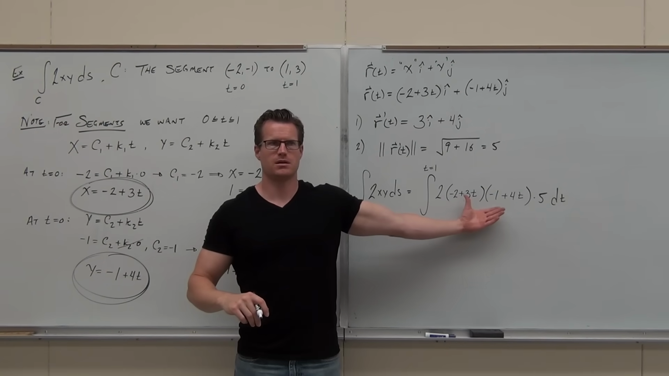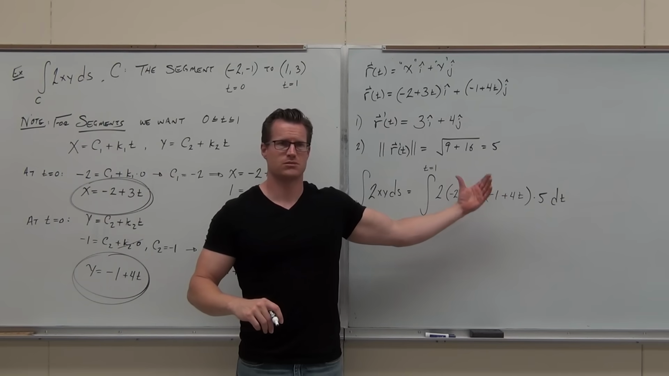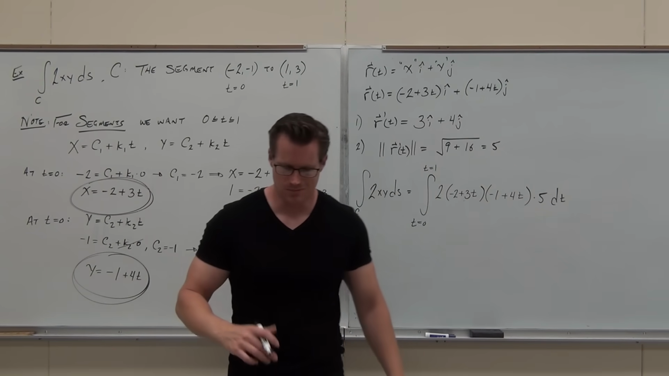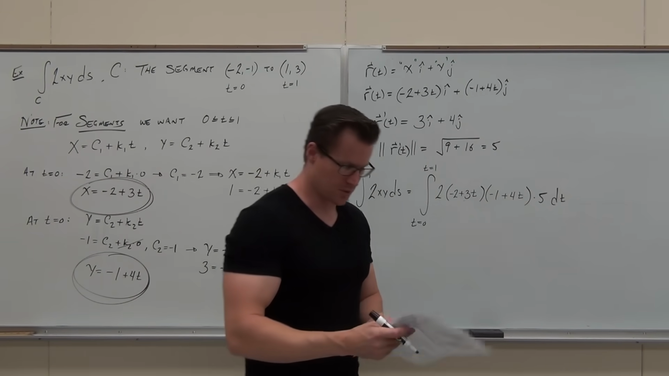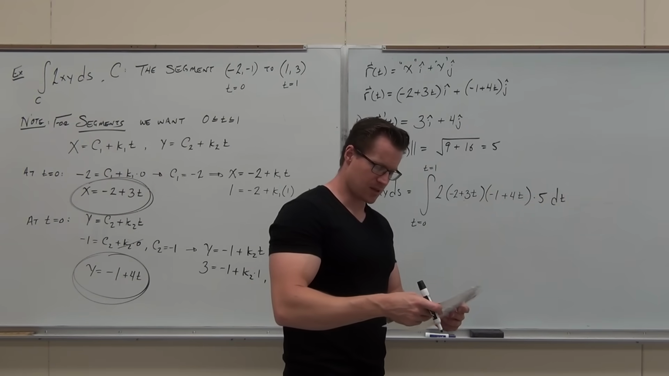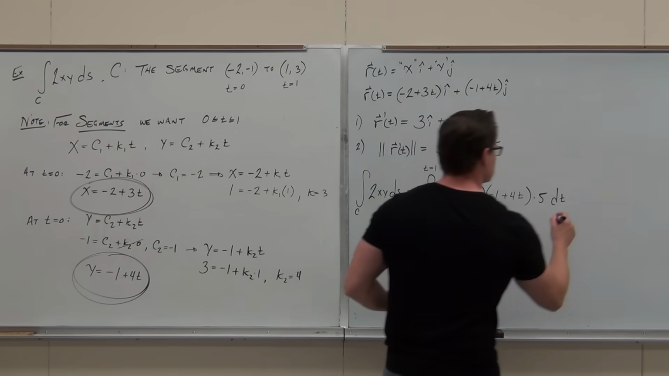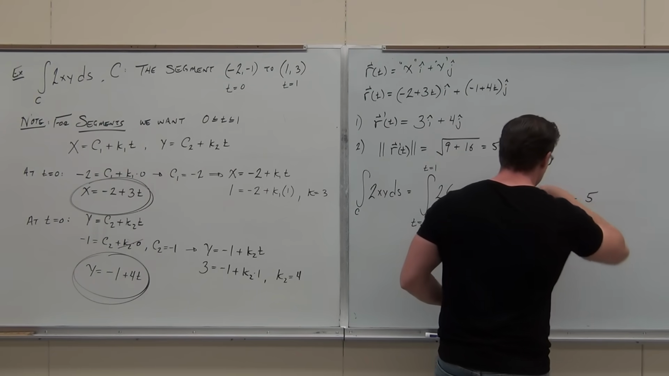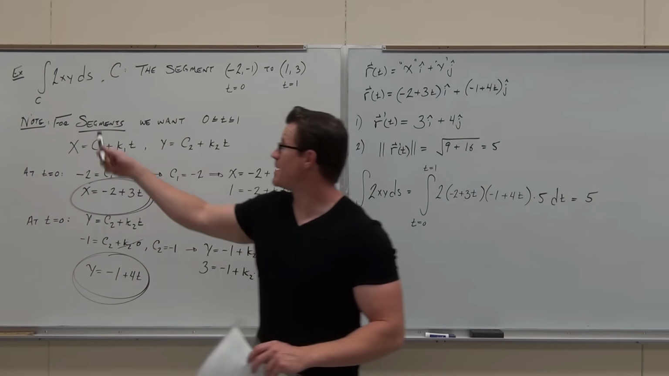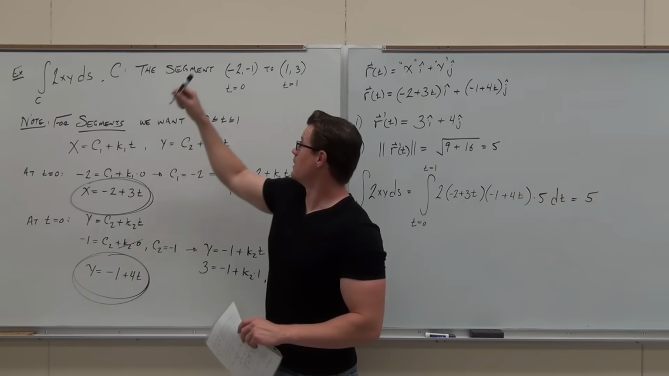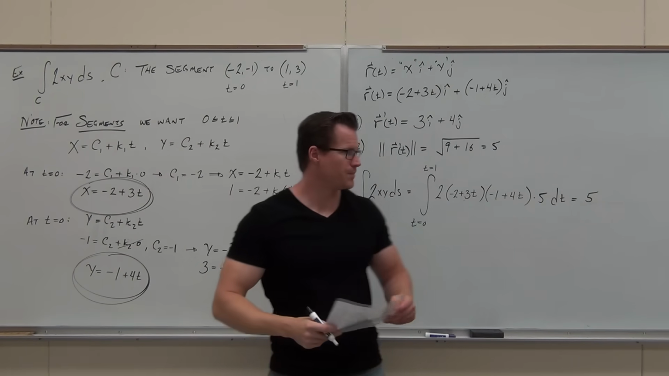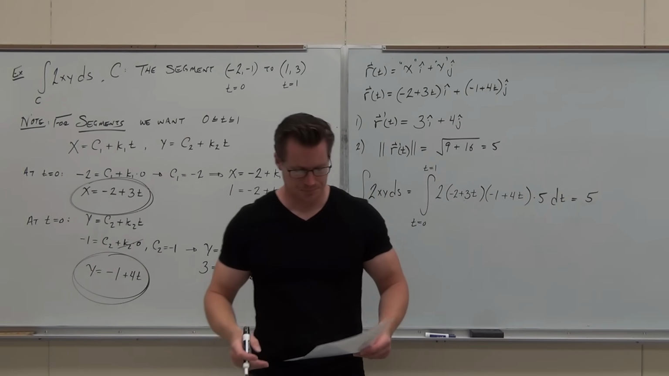Integral. Easy, medium, hard. What do you think? Easy. Distribute. Combine some like terms. Basic integral. I'm pretty sure y'all can do it. This ends up being 5. If that's the mass density over that segment, that has a mass of 5.